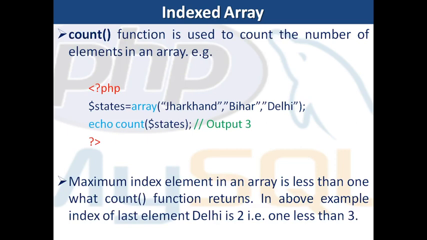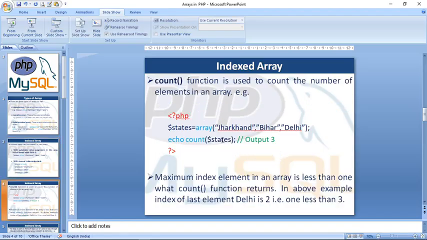Now how to get the number of elements in an array? For that we use the count function. The count function is used to count the number of elements in an array. So here we have created an array using the array function and then used the count function to count the number of elements. Let us check it on the browser.